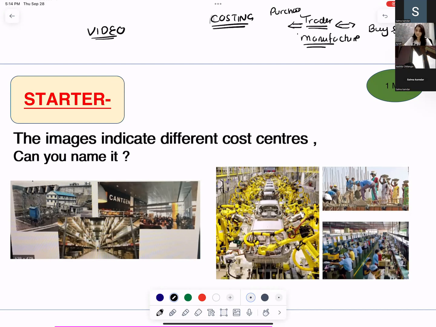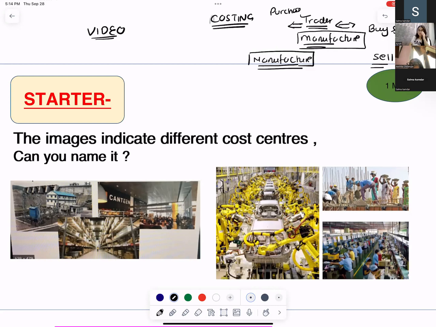But a manufacturer is someone who will manufacture, and after manufacturing, what will he do? He will sell. So a manufacturer is someone who will manufacture and sell. So costing is something that is more appropriate for a trader, or it is more appropriate for a manufacturer? Manufacturer. So costing is something that a manufacturer does.